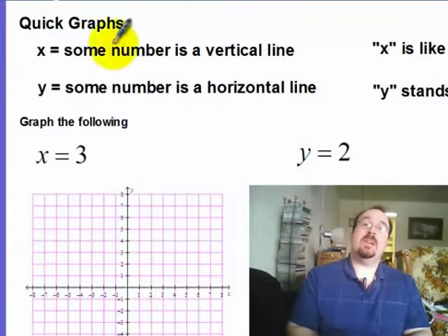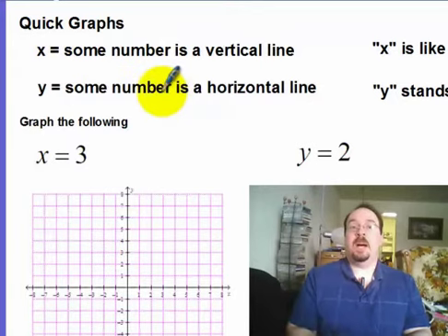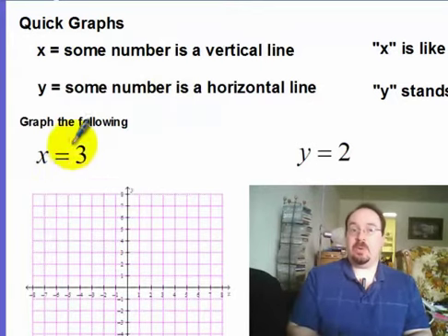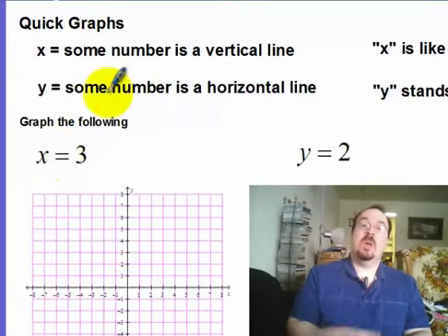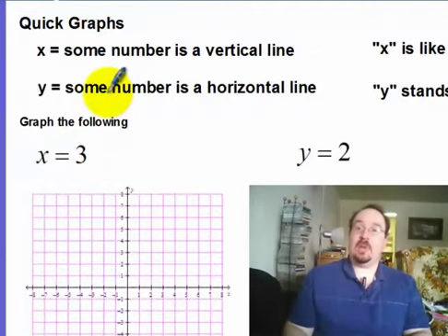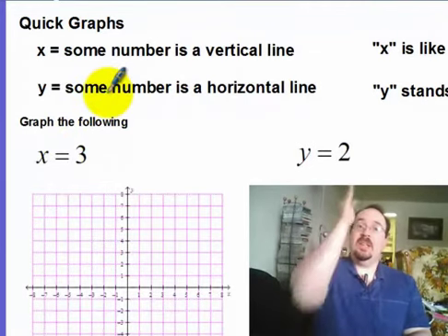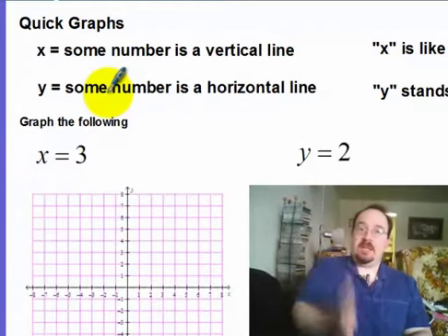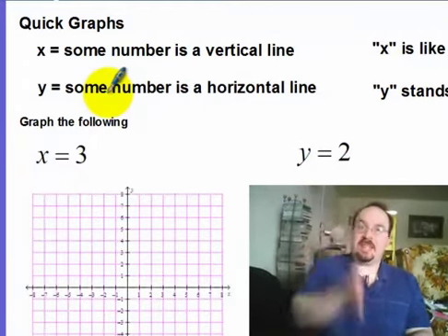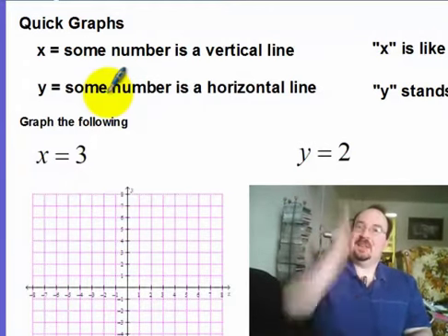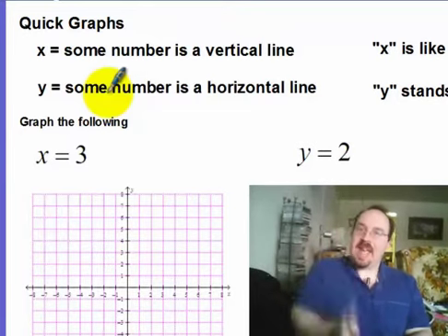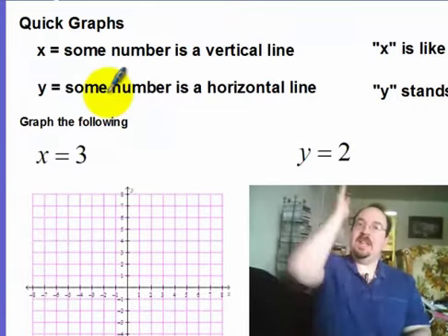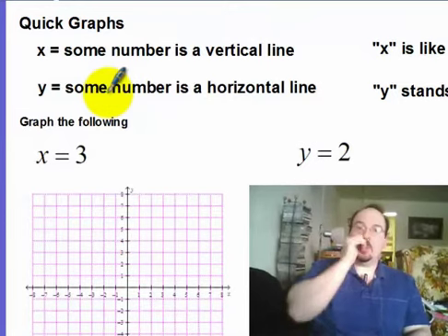First one I want to talk about is what you do when you have x equal to some number. Like, for example, you see x equals 3. Well, that is actually a vertical line, and the way I remember it is, here's a vertical line. This is how a vertical line looks, and x is like ax. So that's how you can remember x, ax. That's what you should be seeing when you graph x equal to a number.